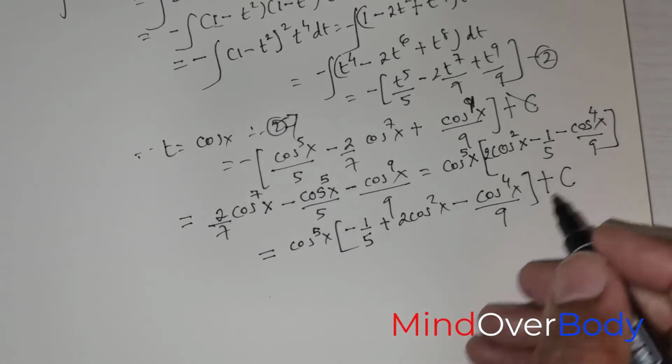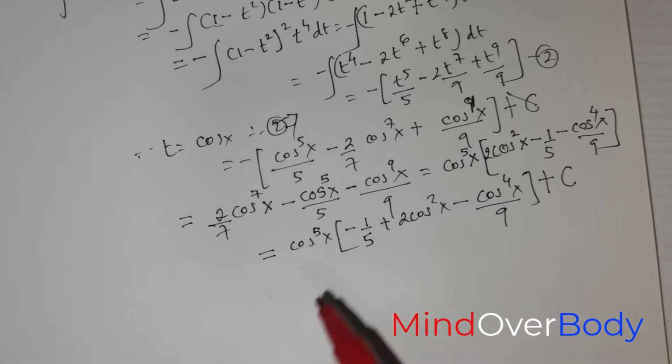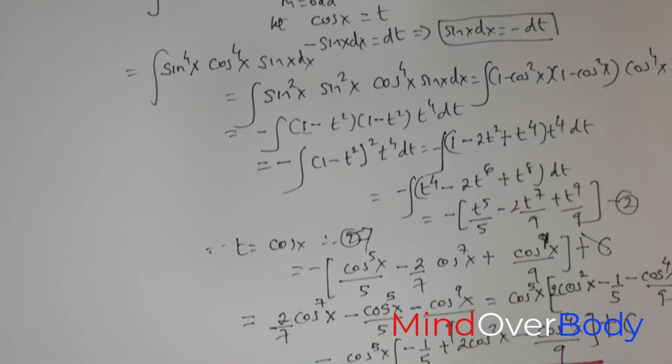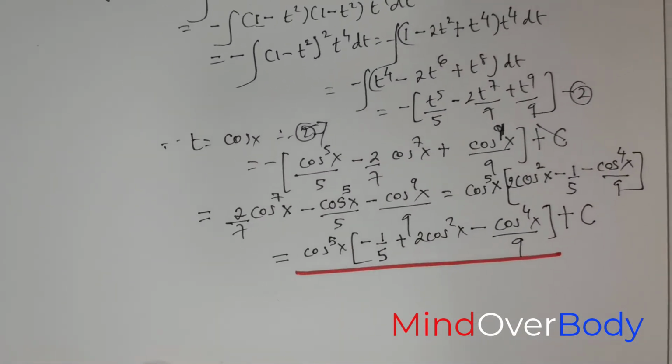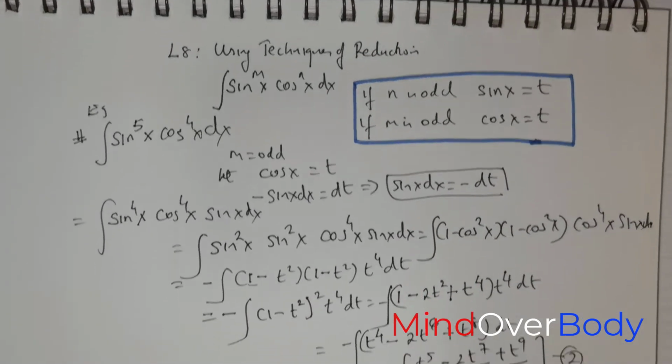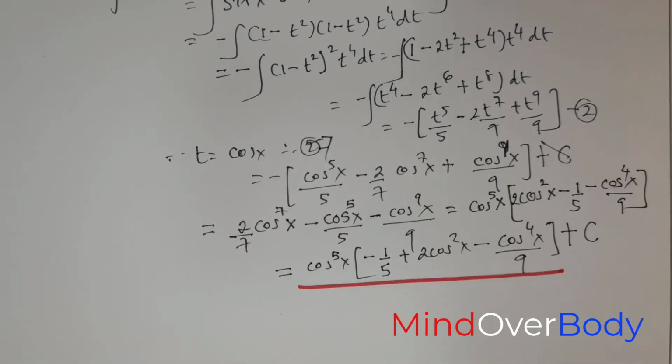So this is a good place to add the arbitrary constant c and draw the red line. So this is the solution to this question. So we will move on to the next question, students.